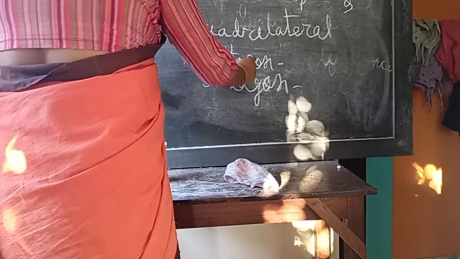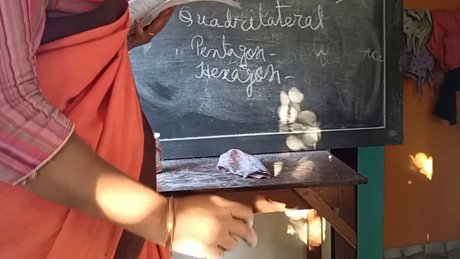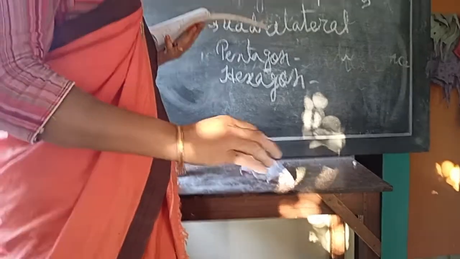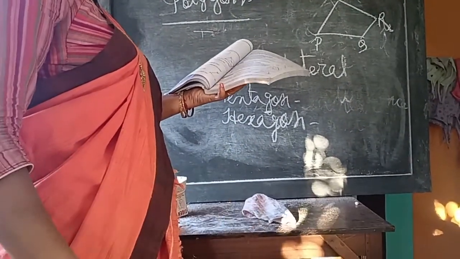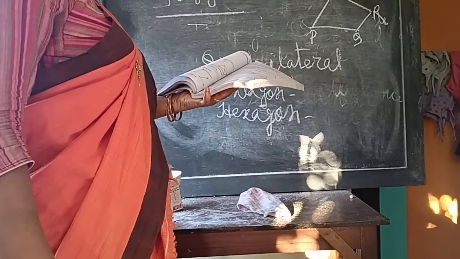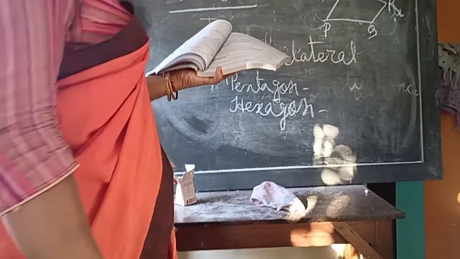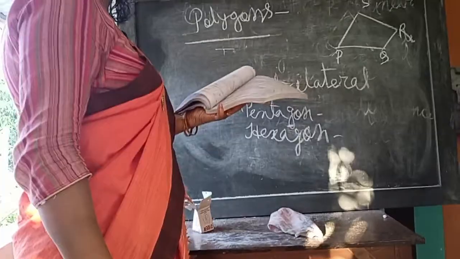In case of pentagon, how many sides? 5 sides. How many angles? 5 angles. How many vertices? 5 vertices. Okay. I think you understand this clearly.